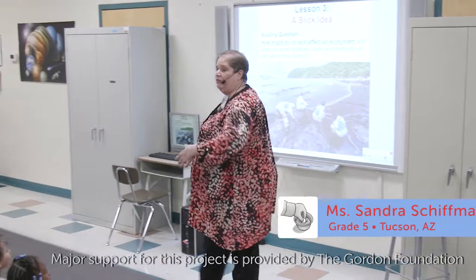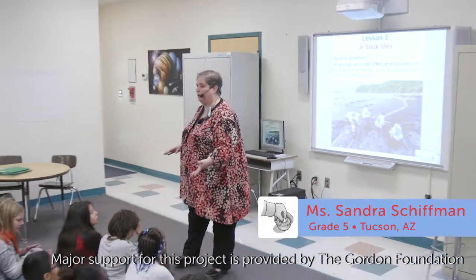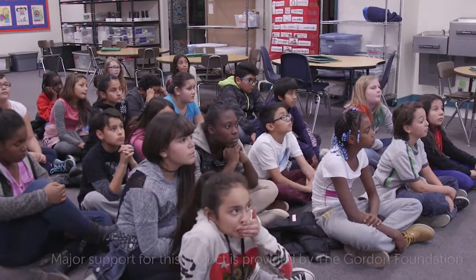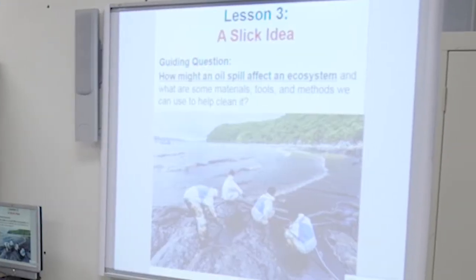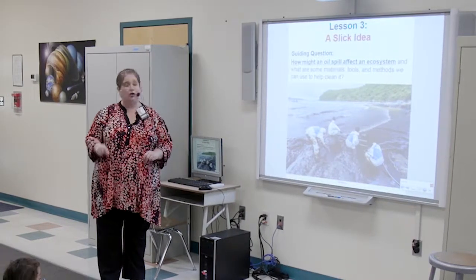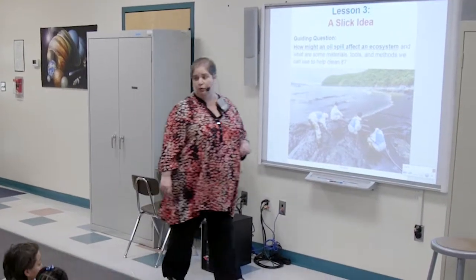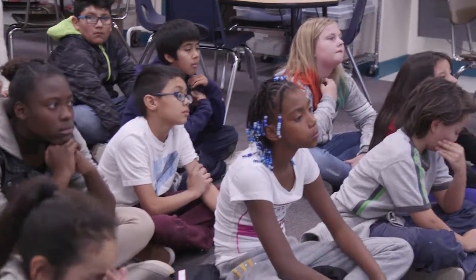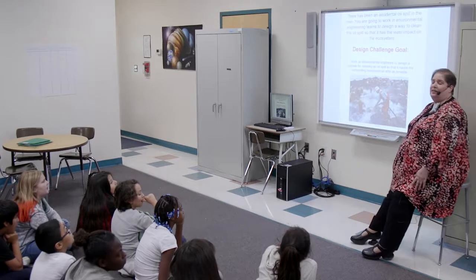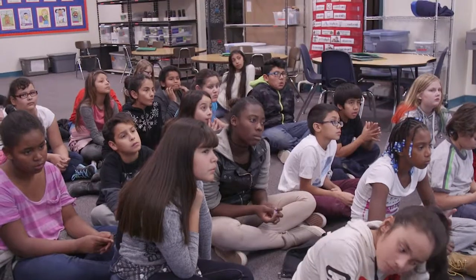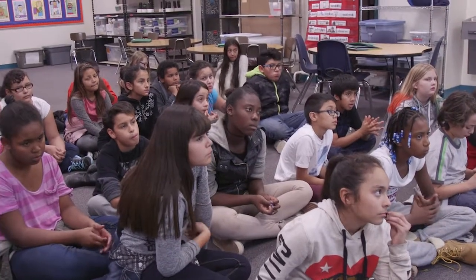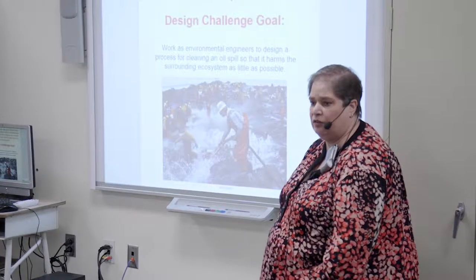So we're transitioning from lesson two, where we're talking about the pH level, and we're going to our guiding question. Our guiding question is, how might an oil spill affect an ecosystem, and what are some materials, tools, and methods we can use to help clean it? That's the question we're going to think about. We've been given a task. There's been an accidental oil spill in the river. You're going to work to design a way to clean this oil spill so it has the least impact on our ecosystem. That's our goal.